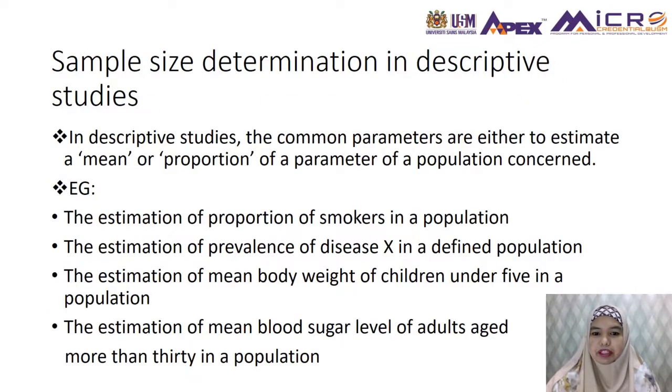Sample size determination in descriptive studies. In descriptive studies, the common parameters are either to estimate a mean or a proportion of a parameter of a population concerned. Example, we want to estimate the proportion of smokers in a population, the estimation of prevalence of a disease X in a defined population, or we want to estimate the mean body weight of children under 5 in a population, and also to estimate the mean blood sugar level of adults.